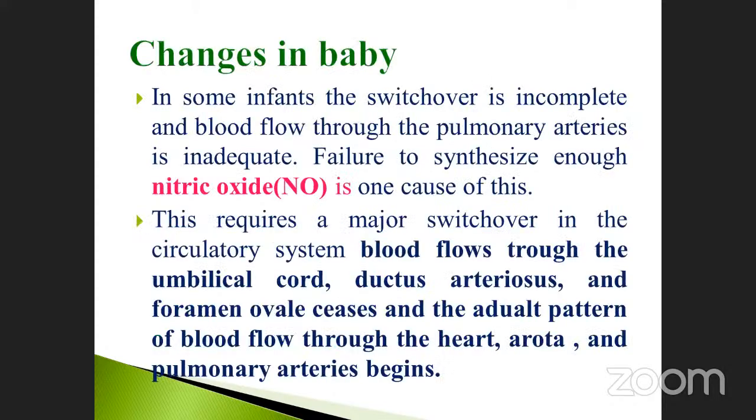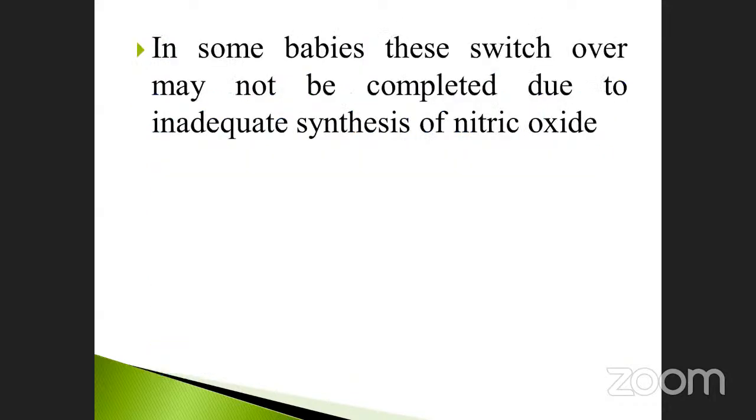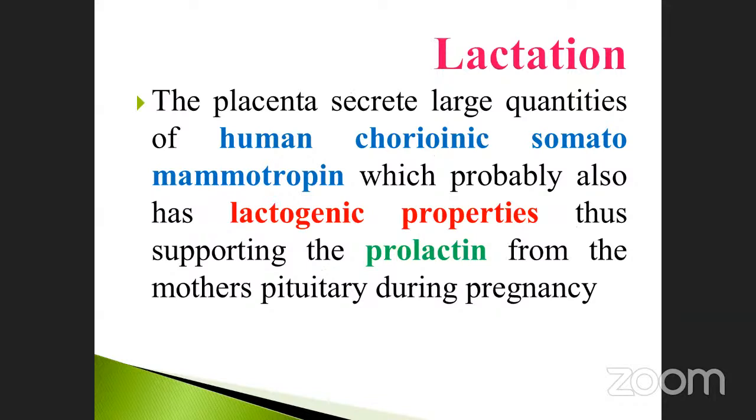Changes in the baby: what changes occur inside? Nitric oxide is very, very essential for blood flow mechanisms. Suppose it is not produced, it will lead to some diseases. Because of the blood flow through the umbilical cord, ductus arteriosus, and foramen ovale, and the adult pattern of blood flow through the heart, aorta and pulmonary arteries, all those things we already discussed. Lactation is also one of the very, very important processes after pregnancy. You already know about it.